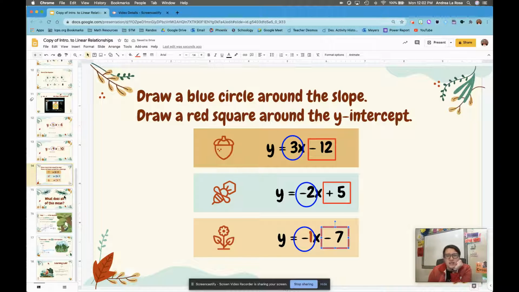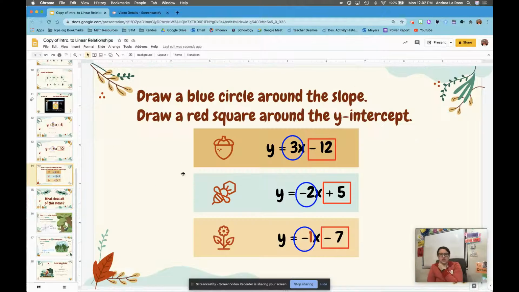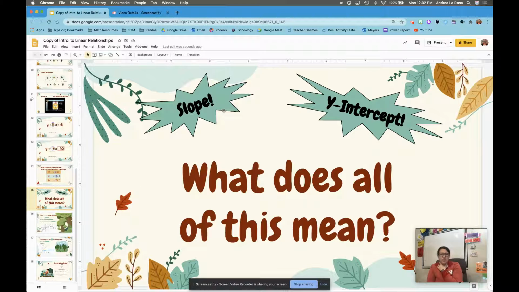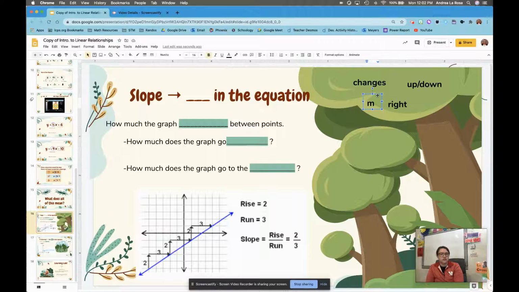So what do all these numbers mean? What does that mean for my graph? What is the slope on a graph? What is the y-intercept on a graph? The slope, what letter is that in the equation? The slope is my m, drag that over. Slope is my m in the equation.